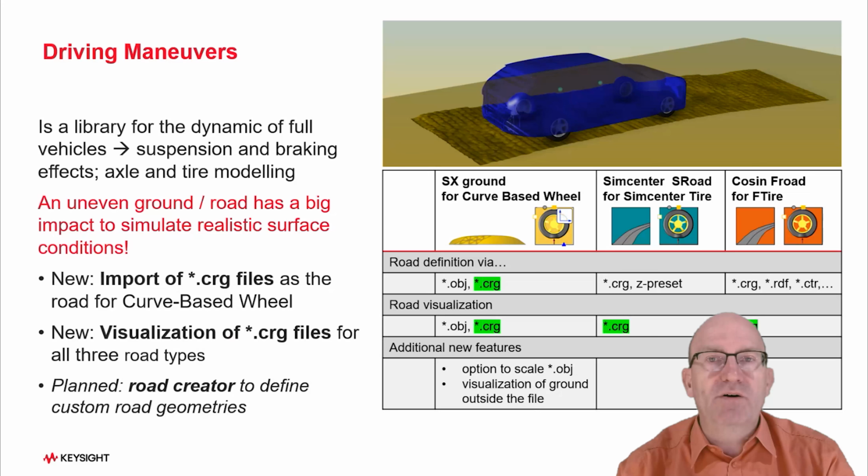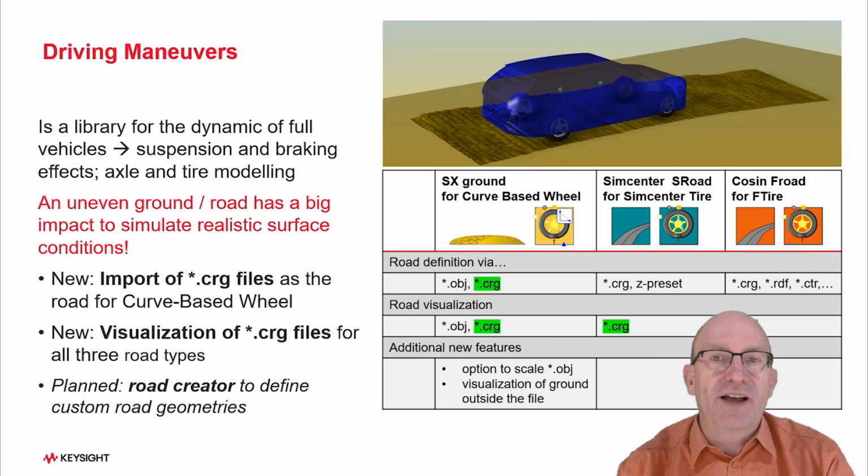This is a topic where we are not yet finished. We are also looking into how to extend these capabilities, and the plan we have is to build what we call, prototypically, a road creator, where you can actually design your roads, building segments, defining curves, defining road surfaces, and then generating a CRG file on one side, and on the other side also being able to directly supply the road surface into the different tire models and the road visualization models, as we do right now already with the CRG files.